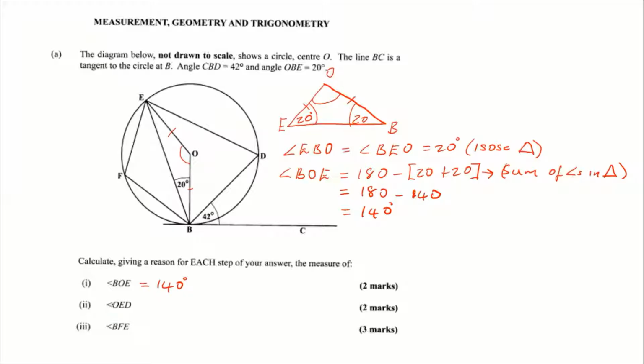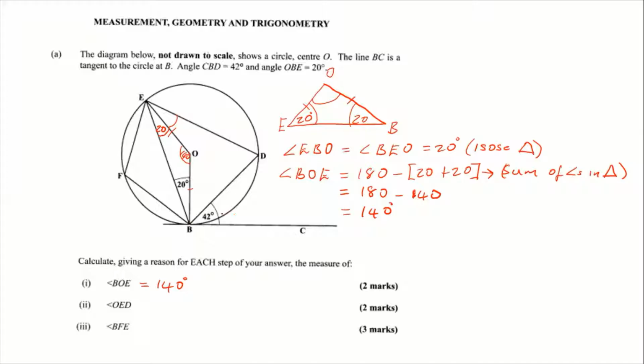Now, to the next part, they ask us to find angle OED. So we need to find that angle OED, which is this piece right here. All right, so that's what we want to find there. Bear in mind that we know this angle, which is 20 degrees, because we worked that out, and also we know this angle, which is 140 degrees. All right, so we could put that in our diagram to make it much easier.